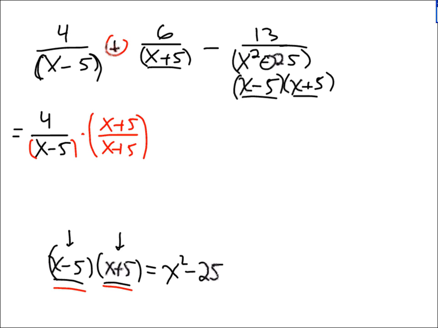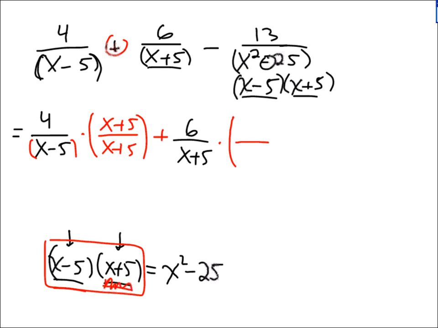Now I add on the next fraction, 6 over x plus 5. But I want the denominator to be this. Well, I already have the x plus 5. I need the x minus 5. So I multiply top and bottom by x minus 5. Minus the next fraction, which is 13 over x squared minus 25.